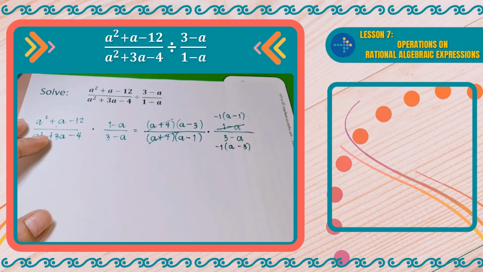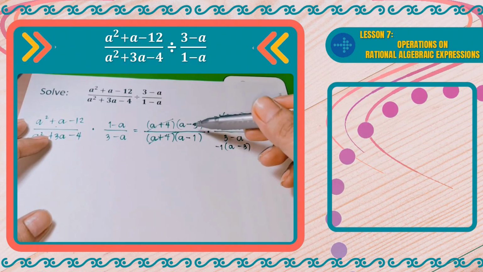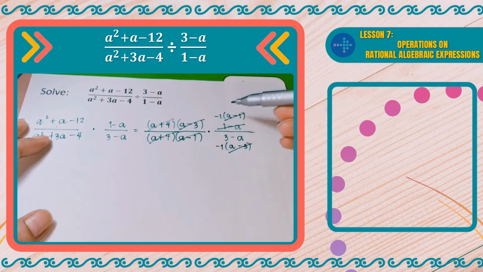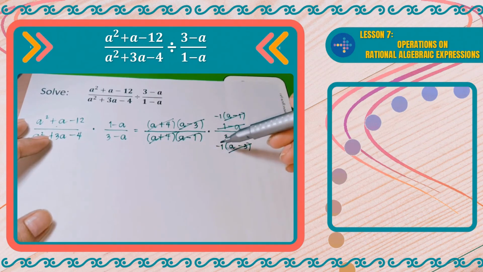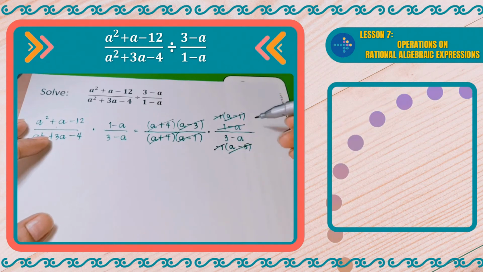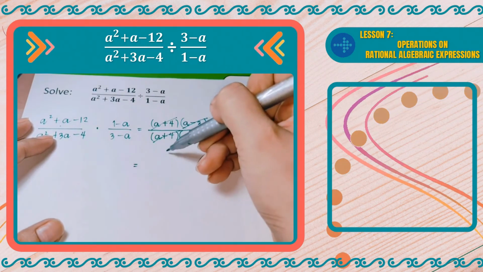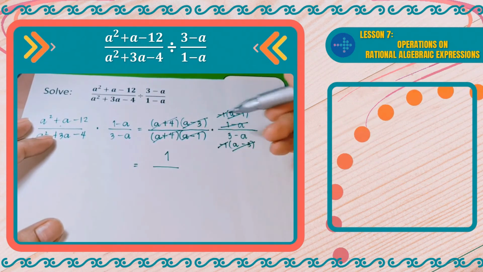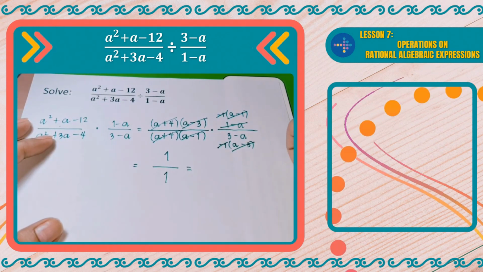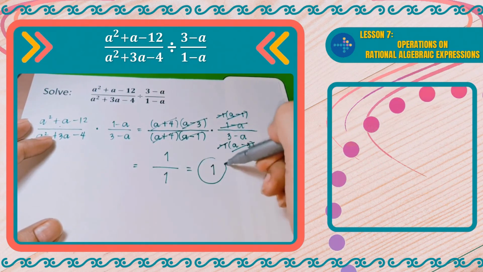So, now we can cancel a minus 3, then a minus 1. Negative 1 divided by negative 1 can also be canceled. So, what is left in the numerator? 1. Then, for the denominator, we also have 1. Therefore, the final answer is 1.